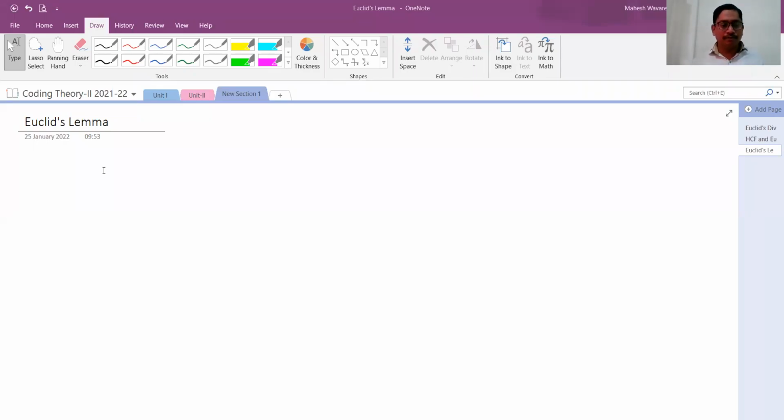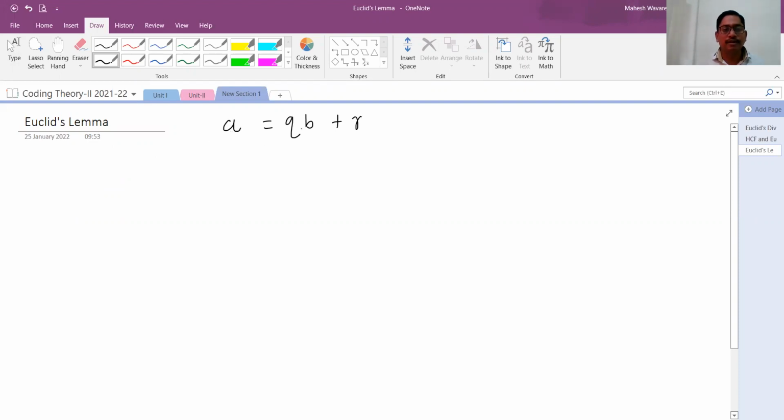Hello friends, today we will discuss Euclid's lemma and its application to find the highest common factor of given two numbers. So let me state Euclid's lemma. For given positive integers a and b, there exist unique positive integers q and r such that this statement will verify.